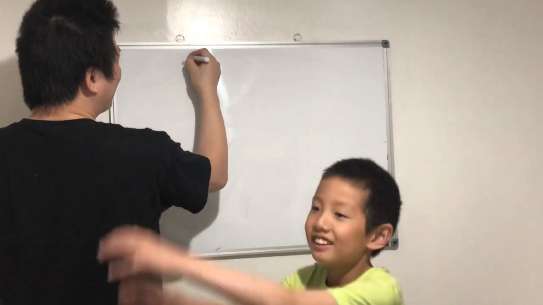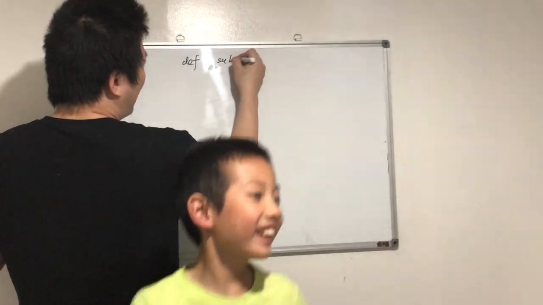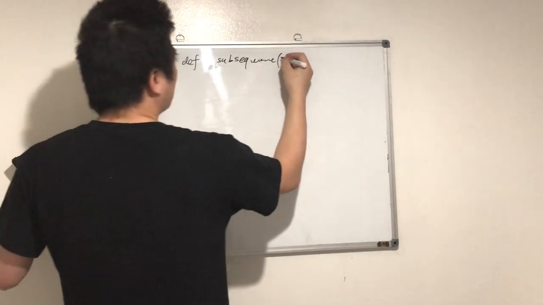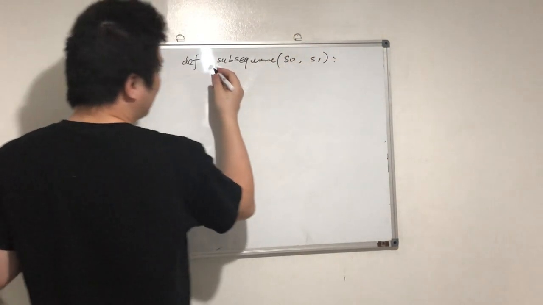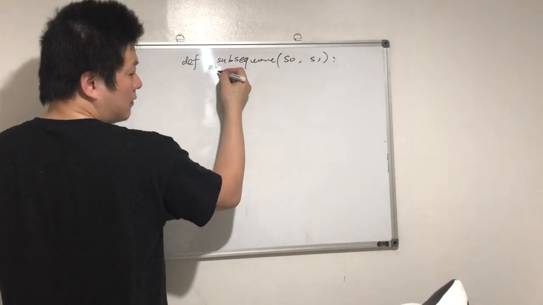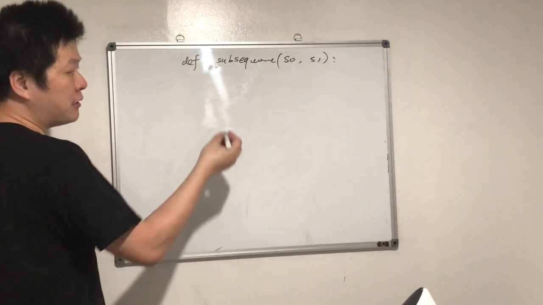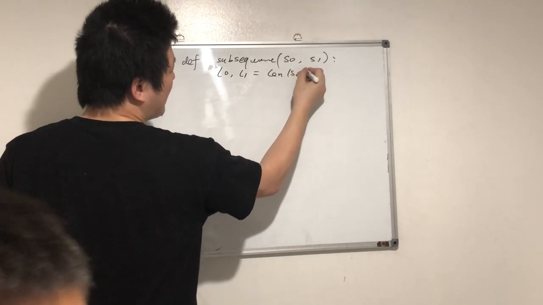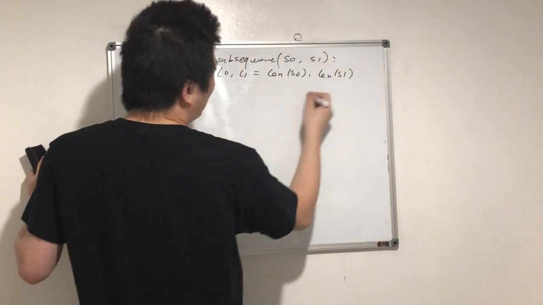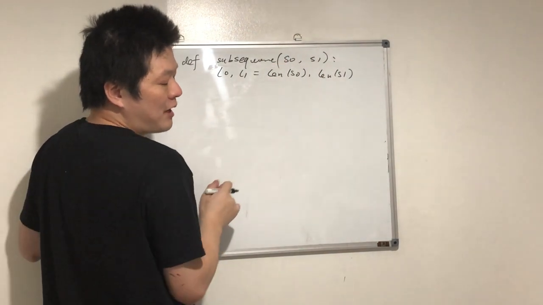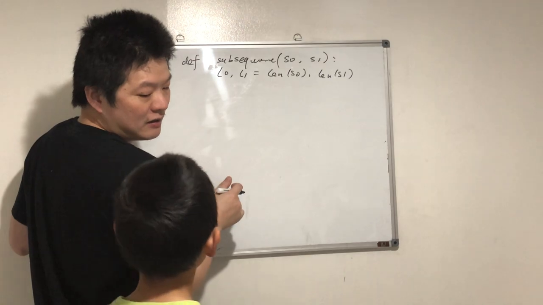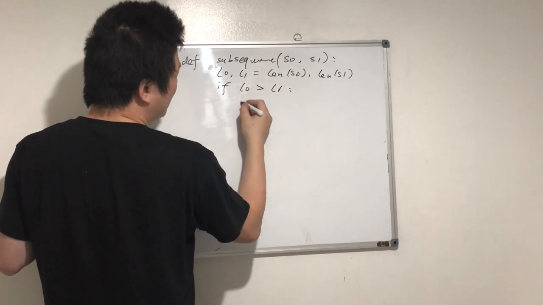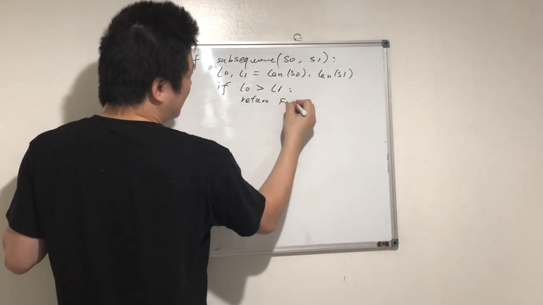Okay, let's quickly write it here: S0, S1. You tell me how to write it. L0, L1 equals length of S0, length of S1. Then if the length of S0 is bigger than S1, what does it mean? It means it's impossible. Well done. If L0 is bigger than L1, return false.